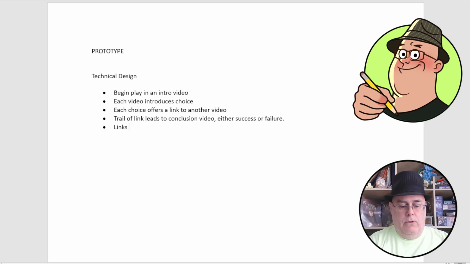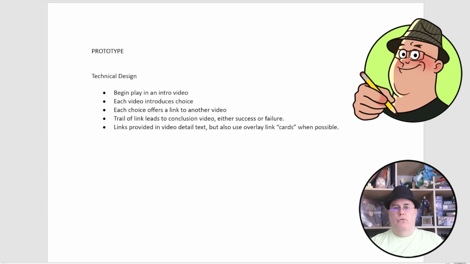So the links provided in the video detail text, but also use overlay link cards when possible. So I'm kind of new to the video creation scene, but I think I can put some of these links actually on top of the video and let people choose their branches literally on screen as they play. But in any case, I will also include links in the details for each video in case those link cards don't work, or if you're playing it on different sites or mediums. I just don't know. The text version should work very easily.